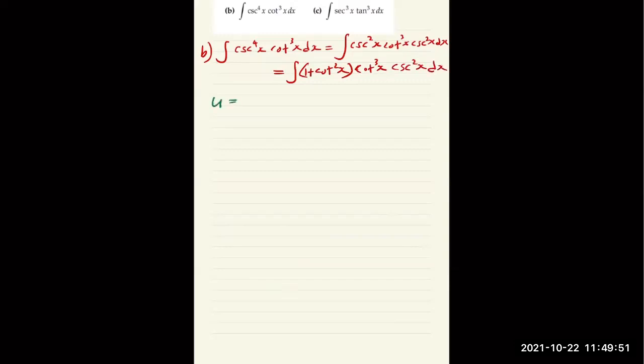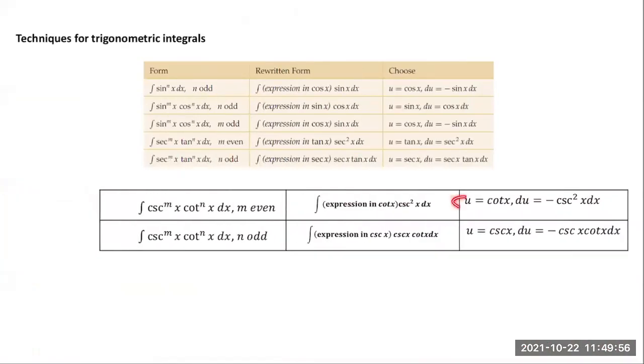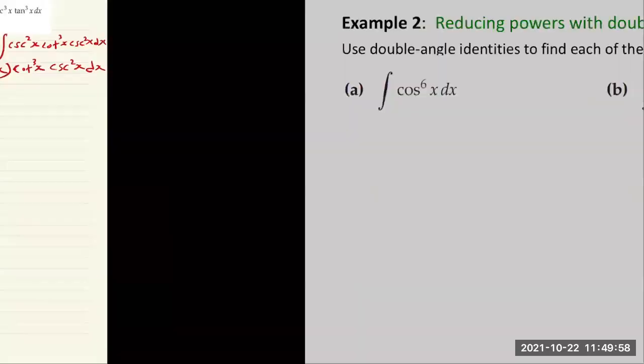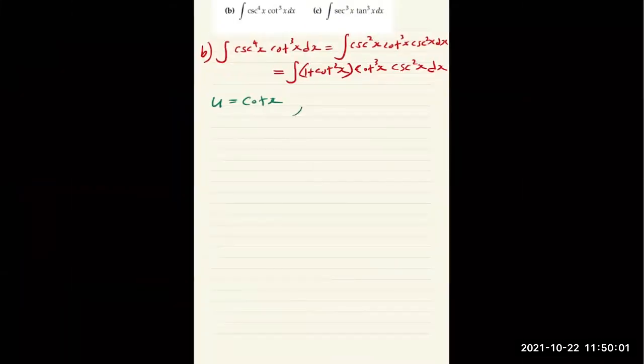My substitution is going to be u is equal to cotangent x. If I do this, I get my du is equal to minus cosecant squared x dx. Okay, that's my du. Now, from this one, you can easily see that cosecant squared x dx is equal to minus du.